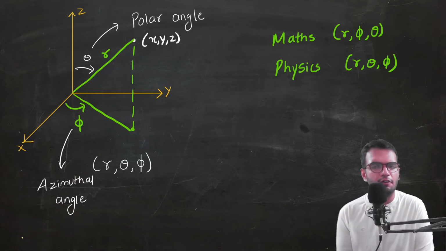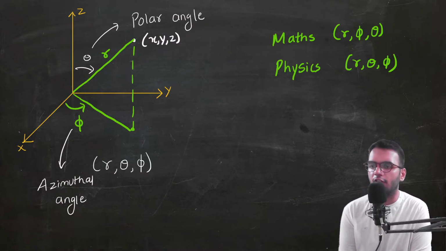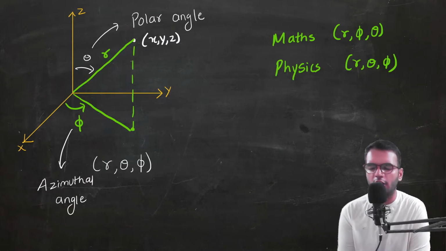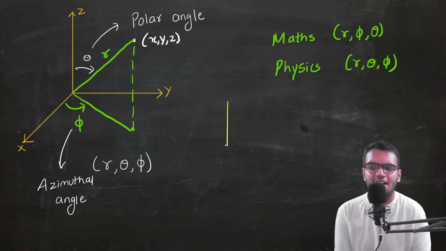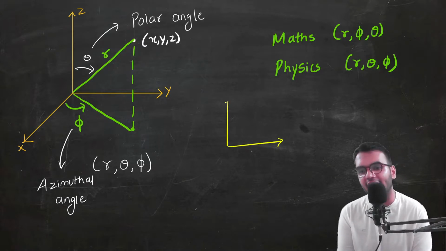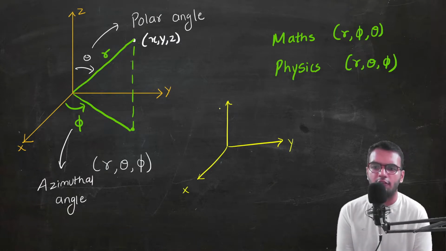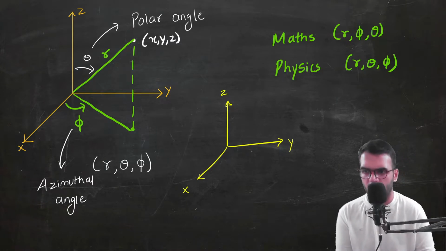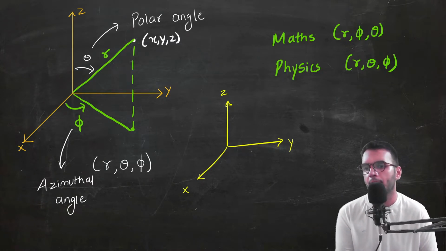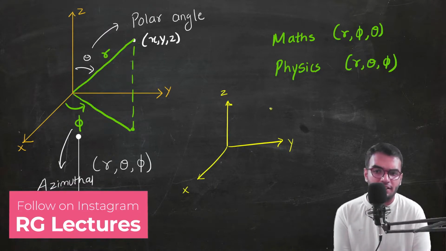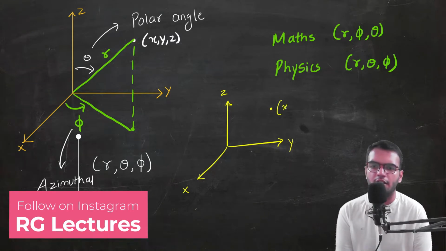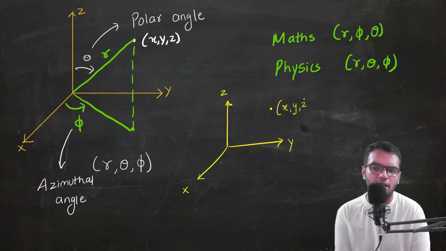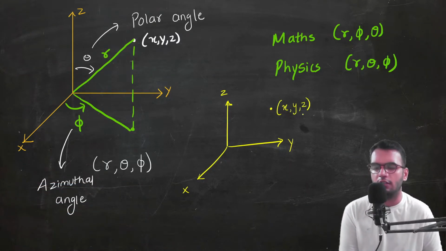But we will derive our things in the same way we derived for the cylindrical coordinate system. So let's start. Consider a Cartesian coordinate system again. This is my x-axis, this is my y-axis, and this is my z-axis. Consider a point in the three-dimensional space. If this is the point in three-dimensional space, it will have three coordinates which are x, y, z.